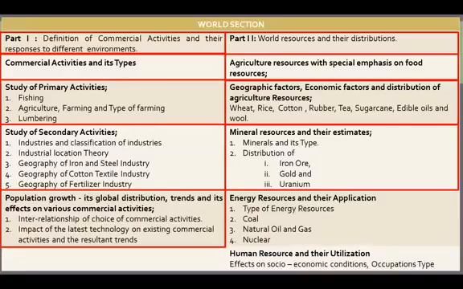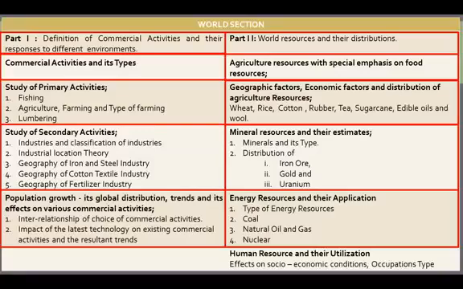The most important minerals we are studying in our course are iron ore, gold, and uranium. At the end of the world section, we have energy resources and their application. This is a very extensive topic, because we can study the nature of the resources, whether it is a renewable resource or a non-renewable resource.